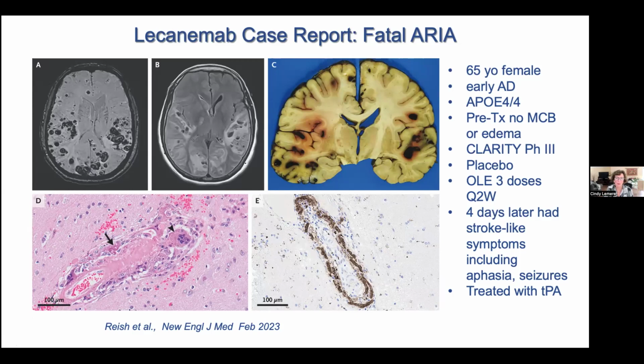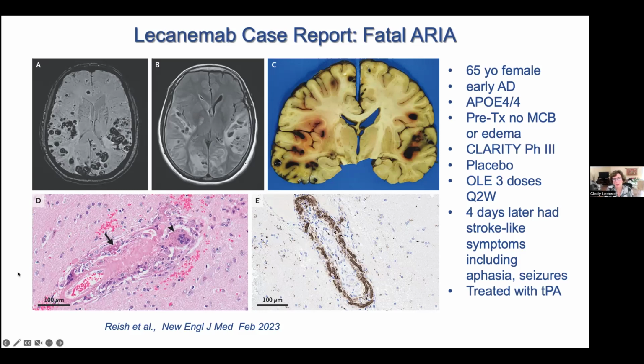And then during the open label extension, she was allowed to go on lecanemab. So she went on, she had 3 doses. That's every 2 weeks, 1 dose. So she had 3 doses. And then 4 days after her 3rd dose, she developed stroke-like symptoms and had aphasia and seizures. She was taken to the ER, and they thought that she was having a stroke. And so they treated her with TPA, which is a blood thinner, and she had massive hemorrhaging.